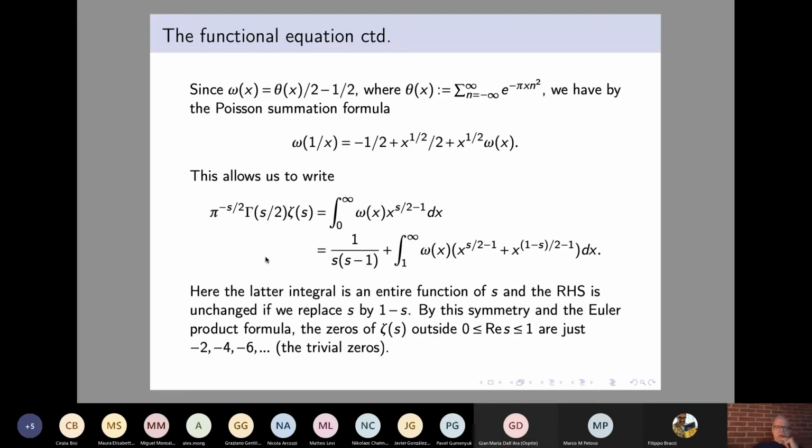And what you see immediately from this, by this symmetry and the Euler product formula, is that the zeros of zeta outside of the critical strip, real part of s between 0 and 1, are just the negative even integers, what we call the trivial zeros, which you get from the poles of gamma. Sorry, I'm pointing at the wrong place. The poles of gamma. Gamma is here.